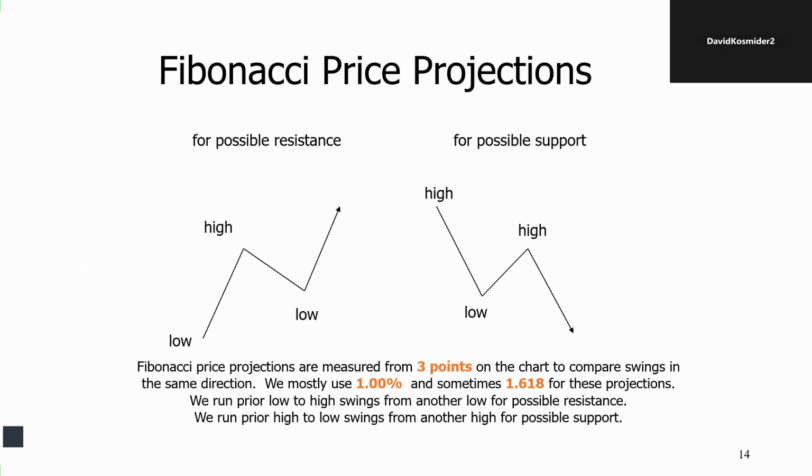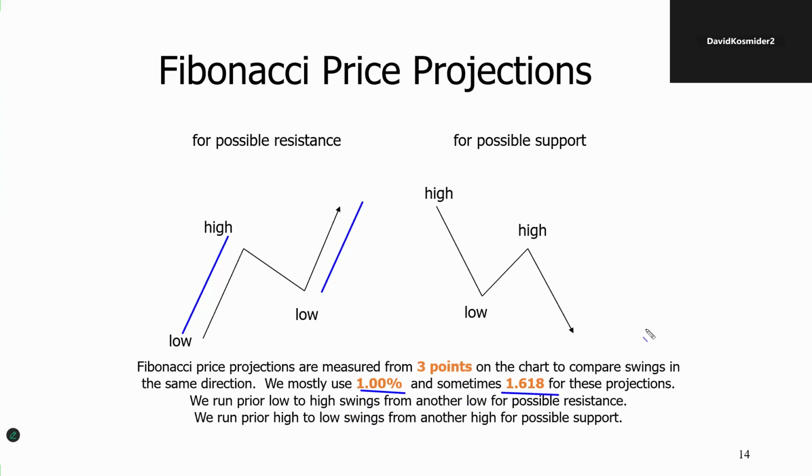All right, next we're going to look at the Fibonacci price projections. This is where you work from 3 points on the chart. Here's where I'm going to measure prior low to high swings, and project from another low for possible resistance using 100% all the time, sometimes 1618.